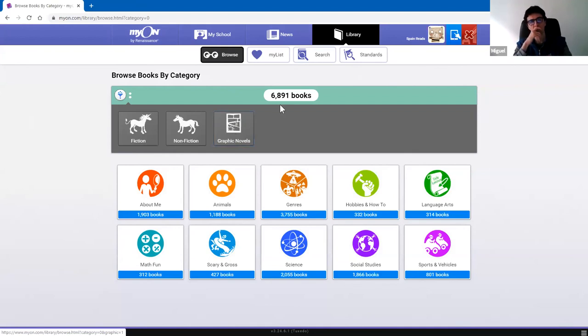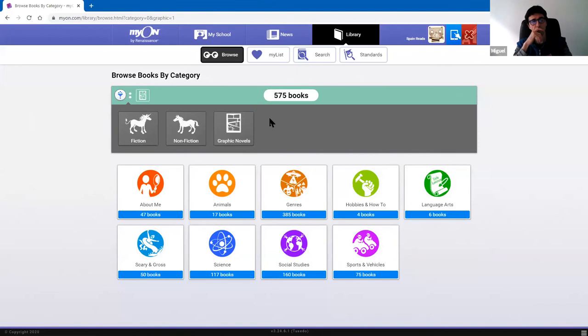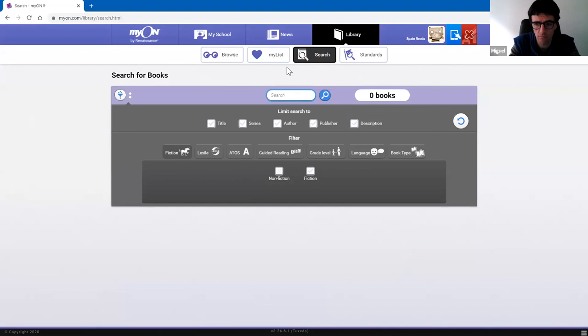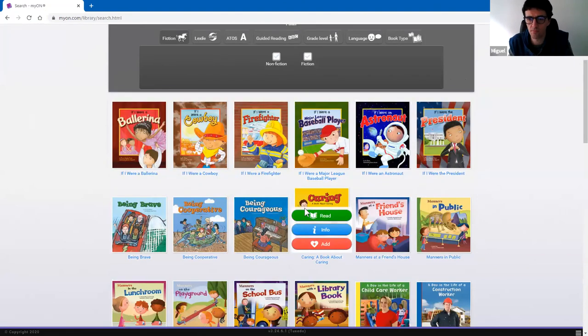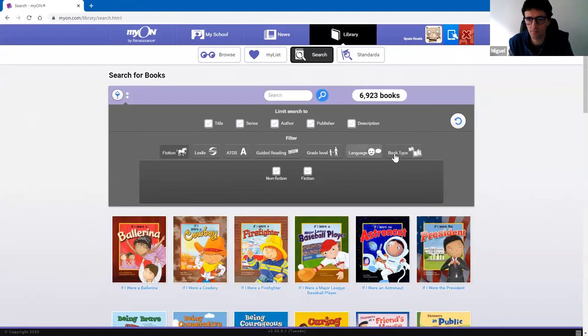Here you can see that we have 6,891 books available in the free account. And if you press graphic novels, you have 575 that are specifically just graphic novels. There are more that are a mix. So here you have it divided into different categories, but you can also search. Once you register using the Richmond portal that I sent you, you can search books that are appropriate, from picture books all the way to teenager books. You can even check for the type of book you like to read, short or medium. So there are a lot of filters.